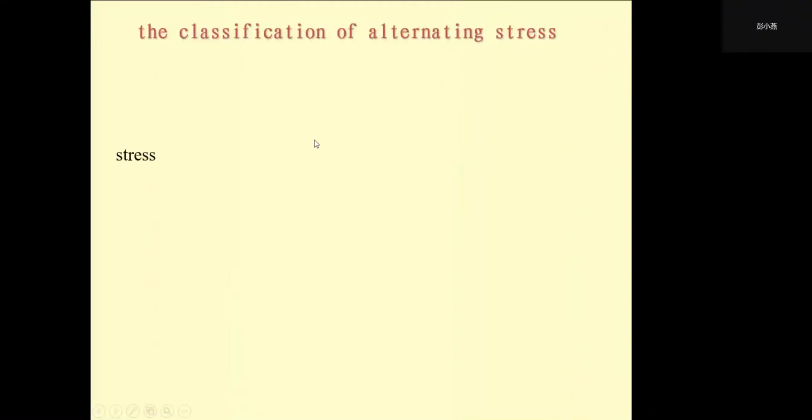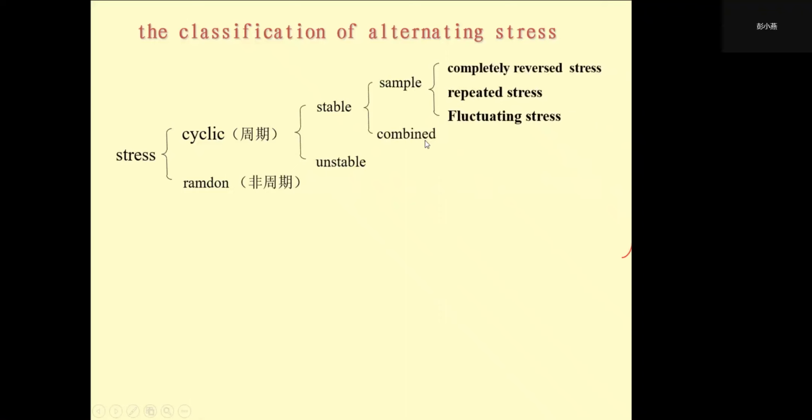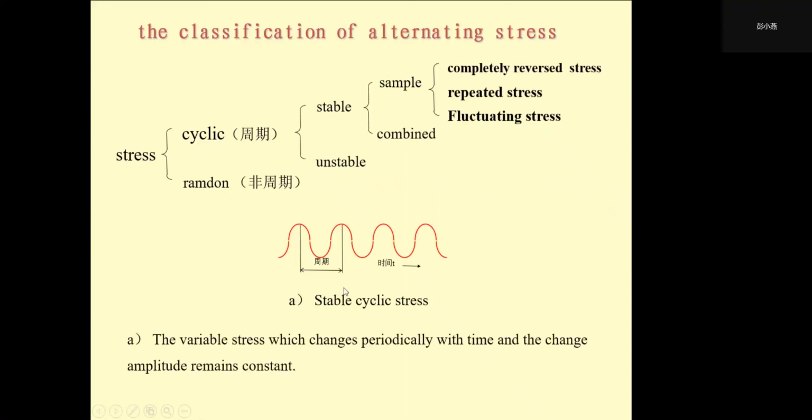This is the classification of alternating stress, and stress can be divided into two types: cyclic stress and random stress. The cyclic stress changes periodically with time, in stable and unstable states. This is a stable cyclic stress.